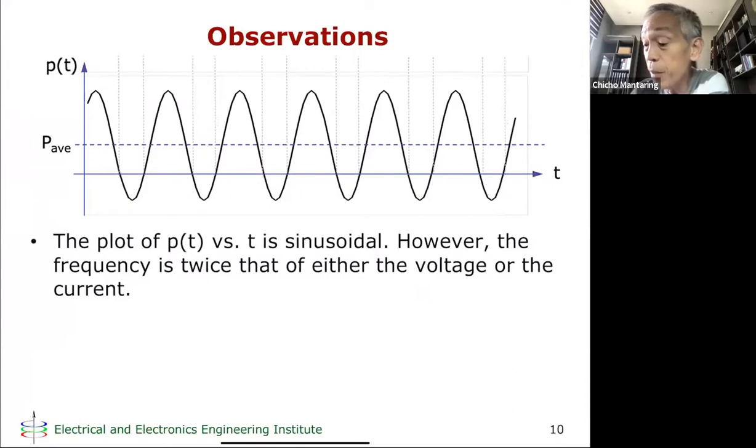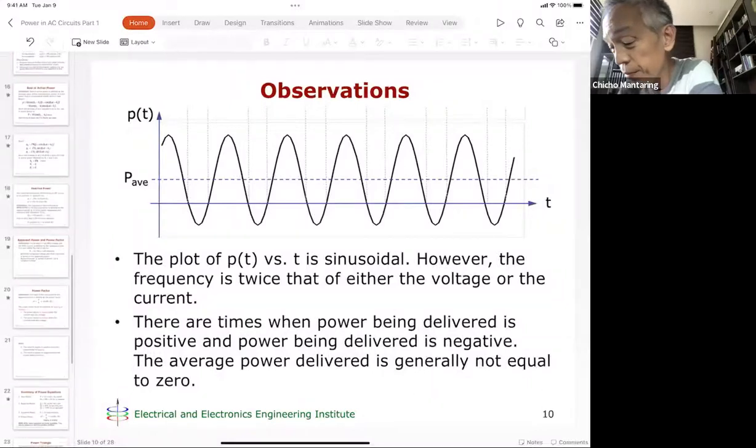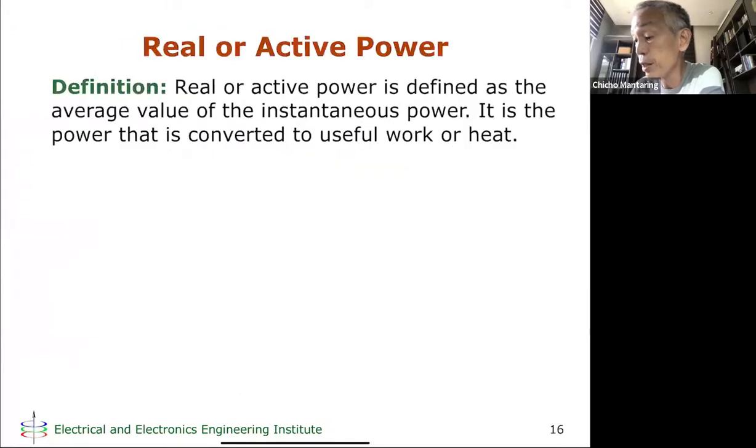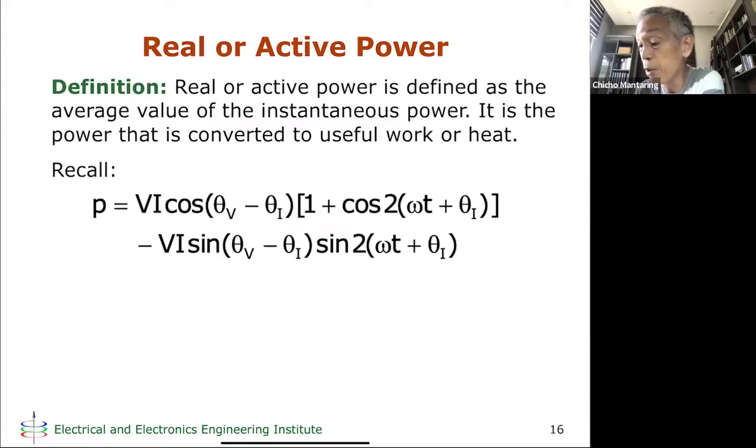Okay, so this is my instantaneous power. What is the average value of my instantaneous power? The average value of my instantaneous power is this. This is what we call real power, the average value of my instantaneous power. That is the only power that is capable of doing work for us. Our real or active power.